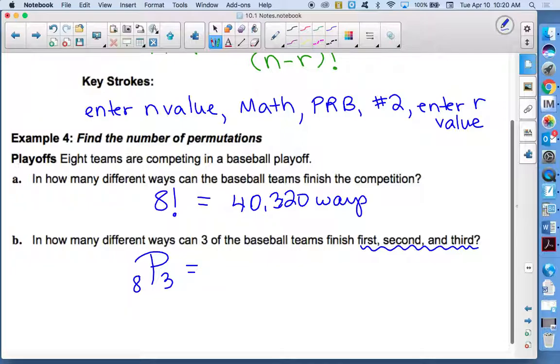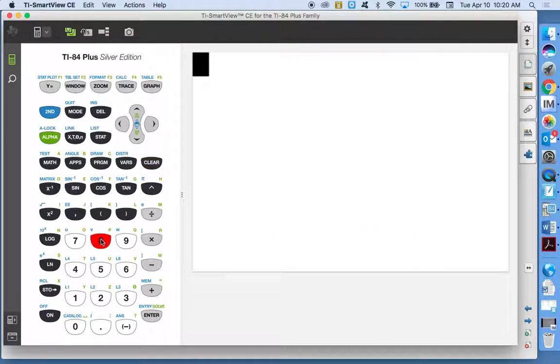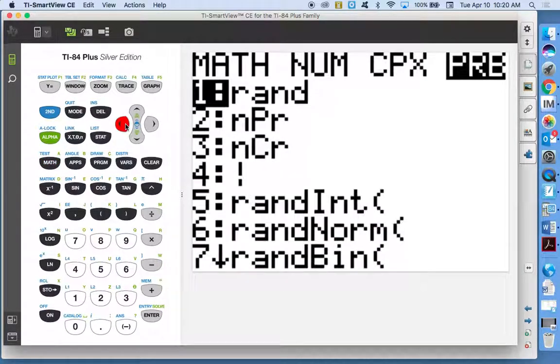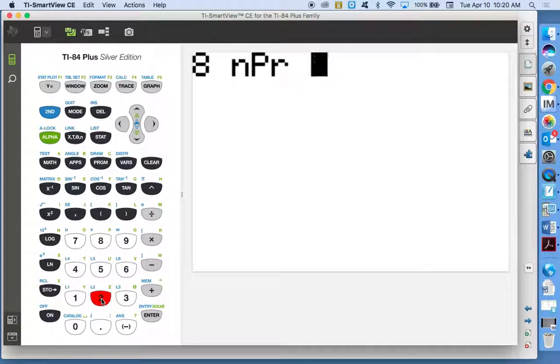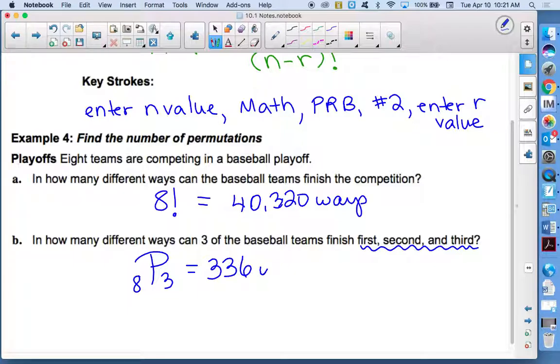So if you're using your calculator, you're typing in the 8. You're then going to math, over to probability. You're hitting the nPr because this is a permutation where ordering is taking place. And then you would type in 3 because we're only worried about first, second, and third place. And then when you hit enter, it tells you that there are only 336 ways that that can occur. So it took us from 40,320 down to 336.